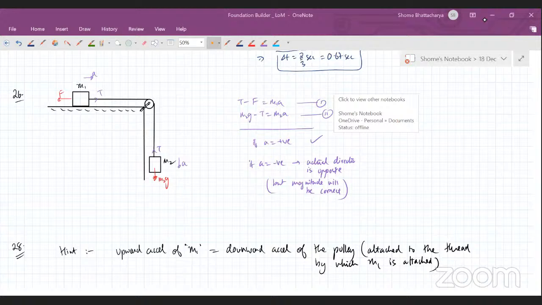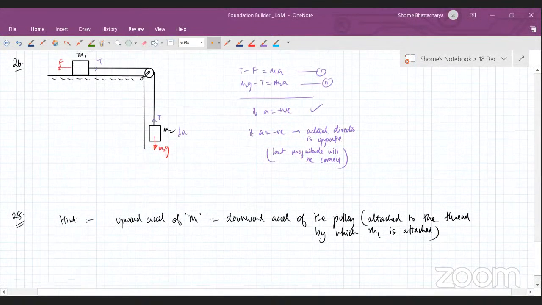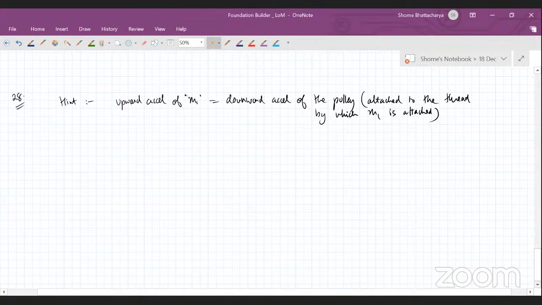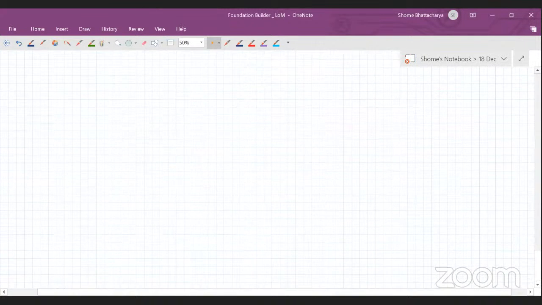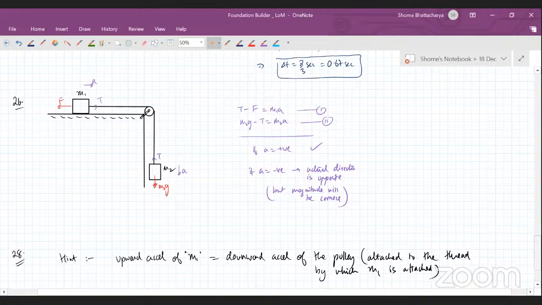Yeah, Tanchu, your answer for 26 is correct. Now let's come to 28. As I said, it's a bit more tricky, this question. Okay, so let me explain how we'll make use of the hint that I've given you.